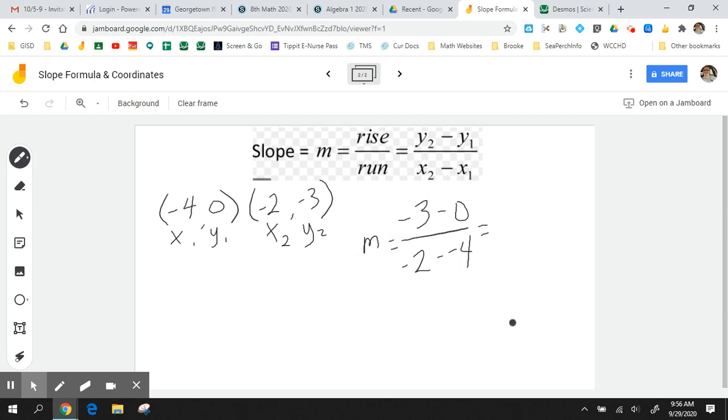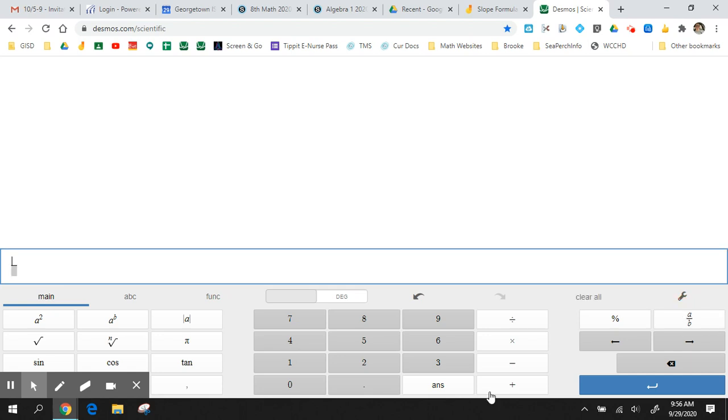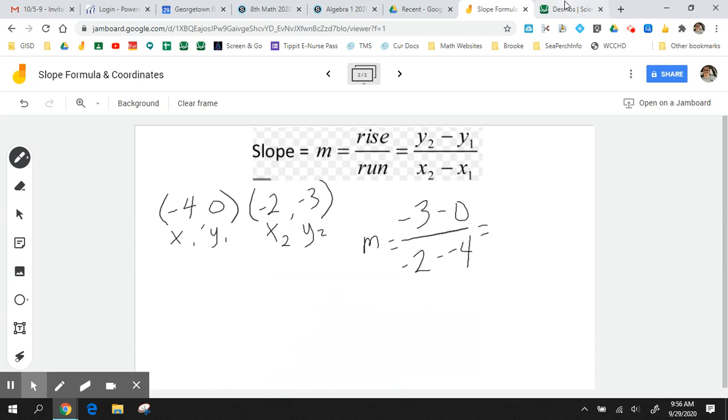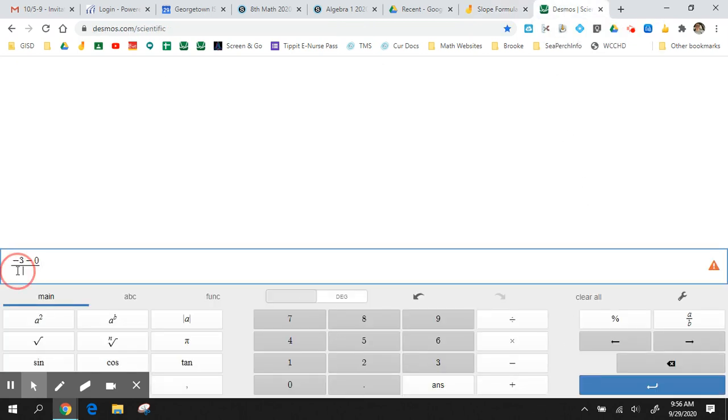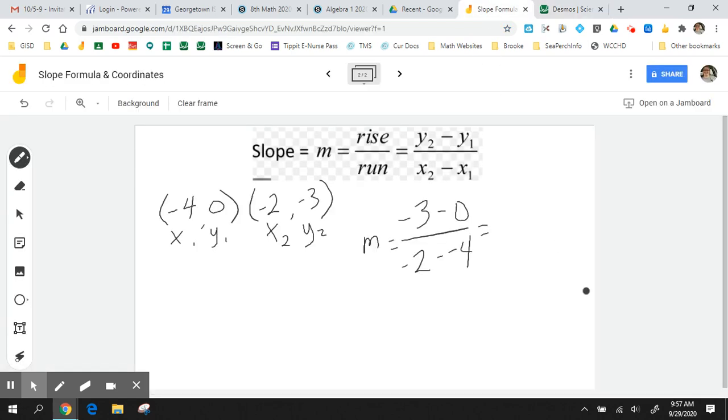Remember, slope is just the slant of your graph. Like how far is it slanted? Is it really, really steep, or is it not so bad? So -3 minus 0, and then we had -2 minus -4. Don't forget to put a negative in front of that 4. Again, it gives us a decimal over here on the right-hand side. I'm going to change it to a fraction. -3/2 is my answer.